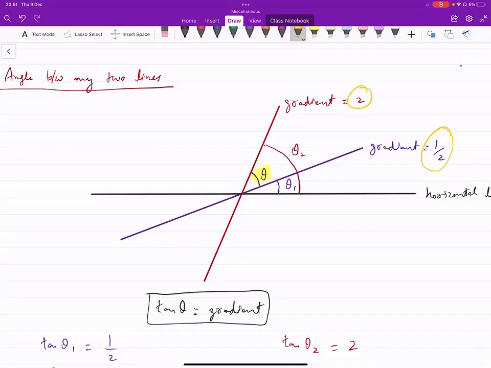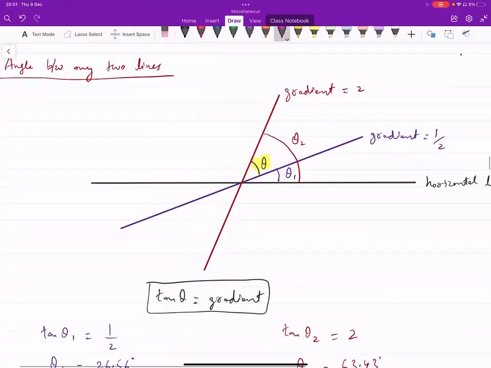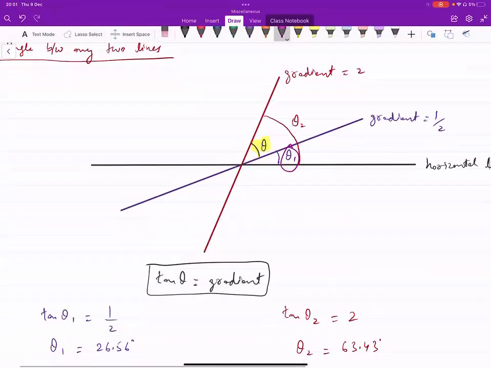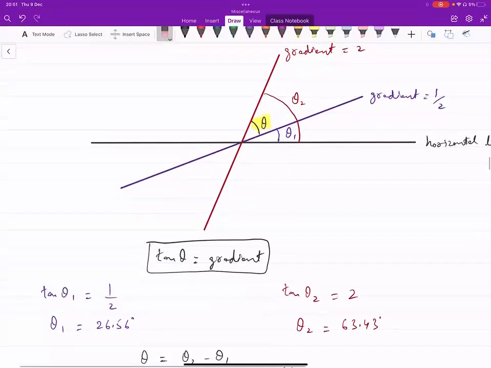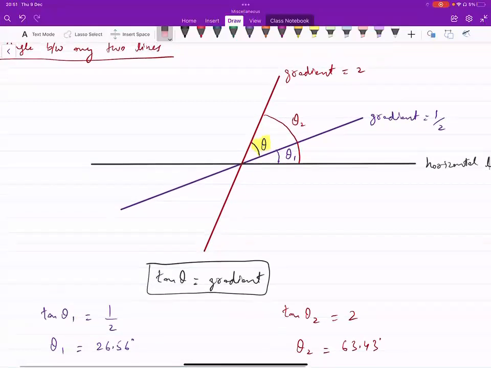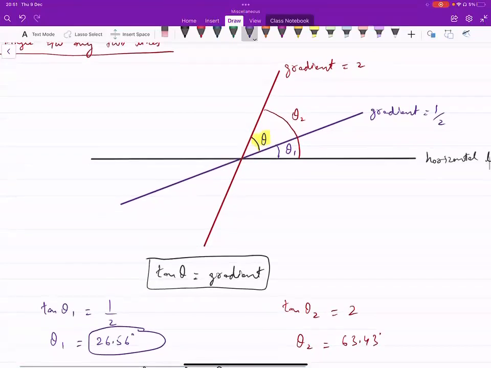One idea is that you just find the angles that these lines make with the x-axis. तो आप यहाँ पे θ1 find कर लें, θ2 find कर लें. These are the angles that these lines make with the x-axis, right? आपने दोनों angles figure out कर लिए. Using their gradients, tan θ1 equals 1/2. That gives you 26.56 degrees. Tan θ2 equals 2. That gives you 63.43 degrees.